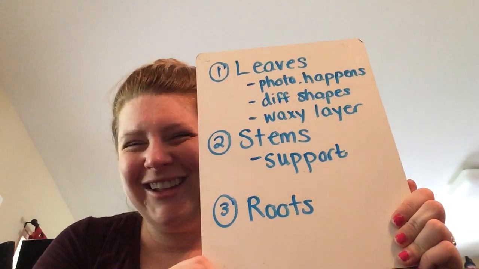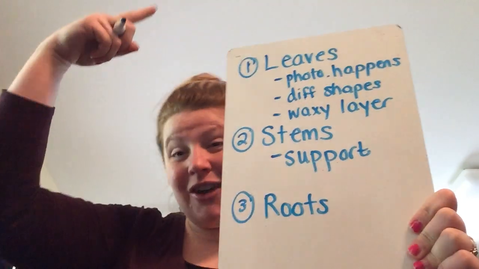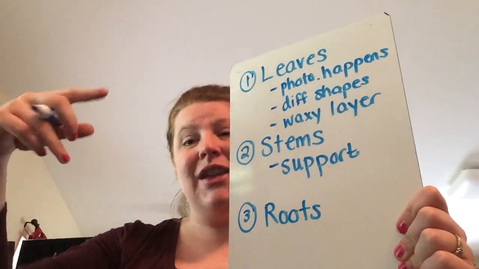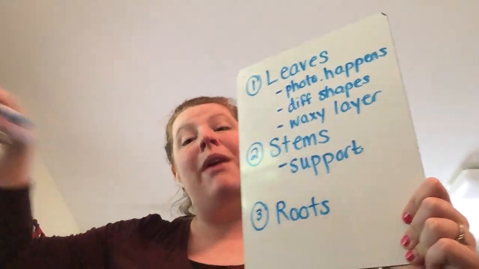Now stems, what are they there for? Support. Basically, that tree's going up. It needs some kind of way to protect its leaves and everything, so the branches go out, so that way it can balance itself out really good. And the stem is also what helps it keep its structure. So it's a lot thicker than the leaf.